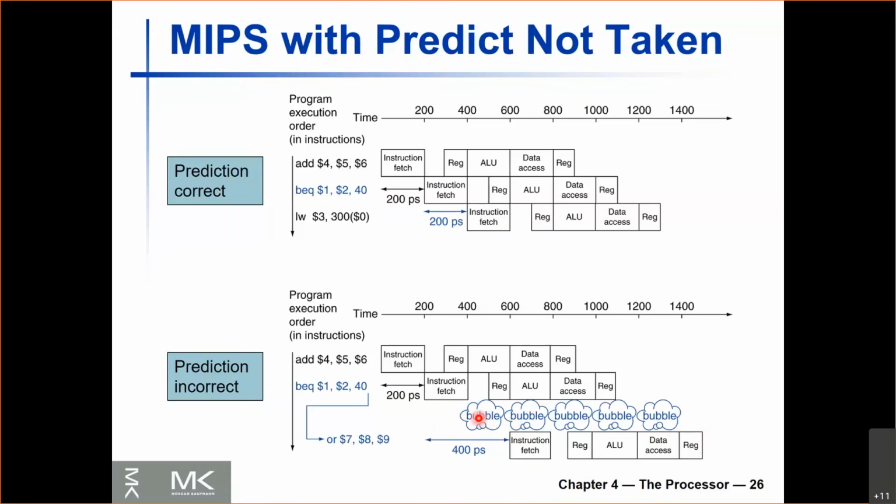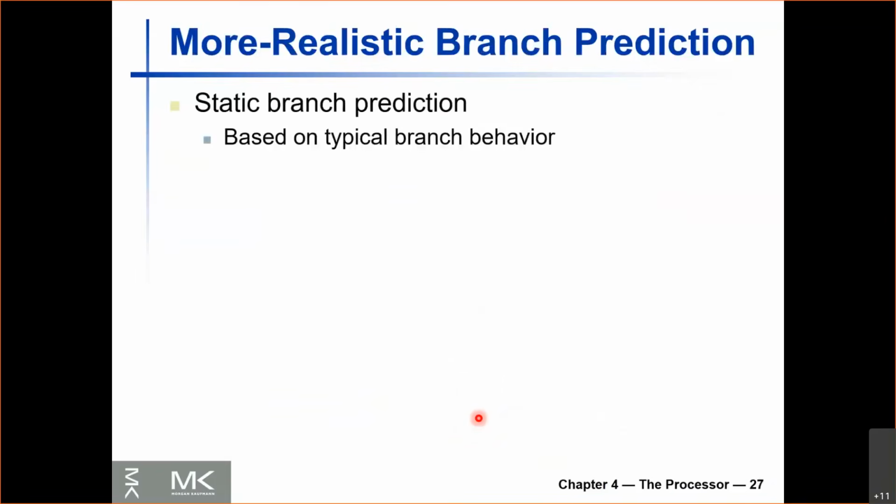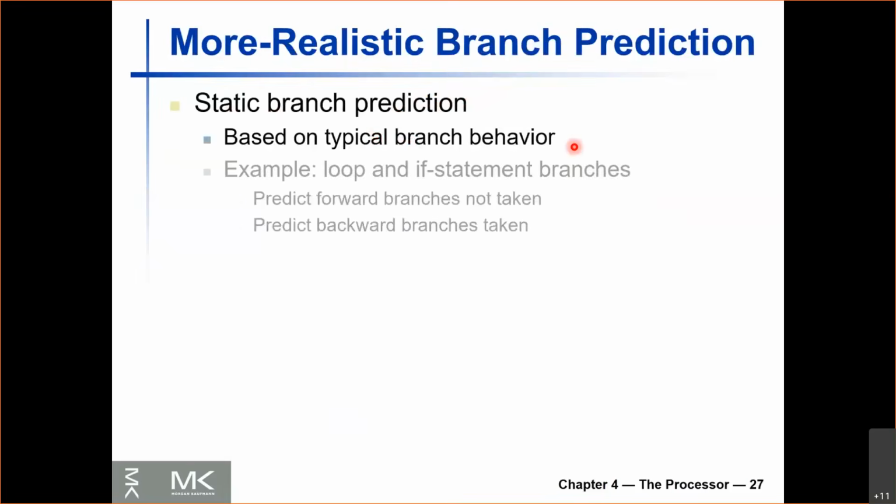Okay, other questions? Okay, so it turns out that in reality, we don't just always predict branches as taken. There are different kinds of branch predictors. One kind is static branch prediction, which just predicts a branch based on its behavior. For example, we always predict forward branches as not taken, and we always predict backward branches as taken.